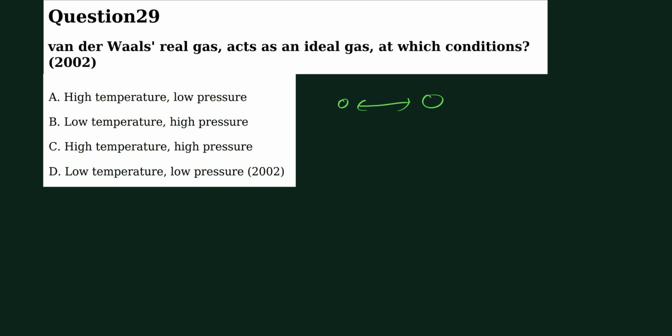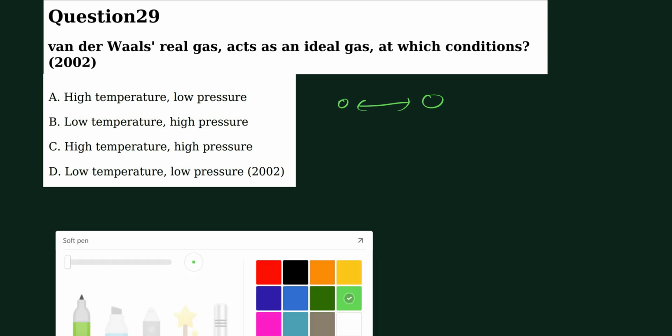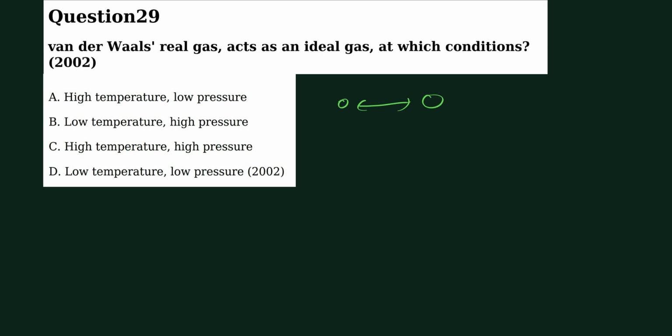For this we need high temperature and low pressure. When you increase the temperature, gas molecules move very fast and move far from each other. When you decrease the pressure also, they move away from each other. When you increase the pressure, they come close to each other. So the conditions favorable to make the gas molecules separate or far from each other are high temperature and low pressure. This is your answer.